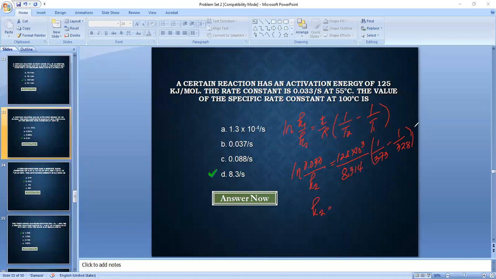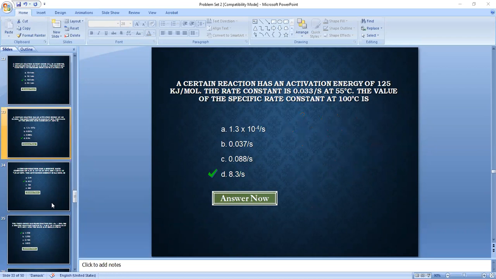So please check if the K sub 2 that you'll be getting is 8.3 per second. It's per second because the unit of the first rate constant is also per second. So meaning your reaction is first order. Did you get the answer? So the answer is 8.3 per second. Okay, so then we move on because you already got the answer. Next.